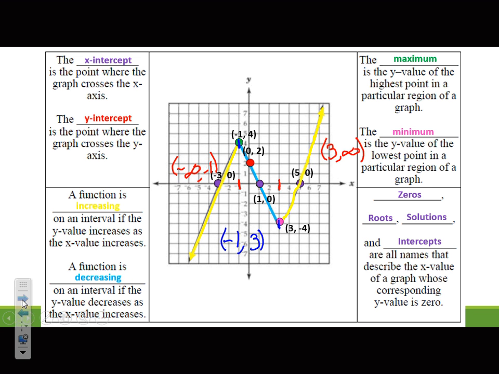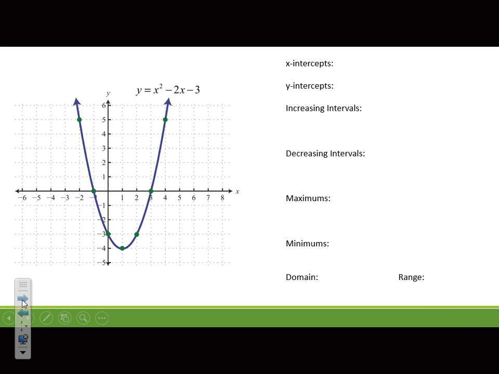Now we're going to do 2 examples. So you need to make sure you get these 2 examples written down in your notes. So draw this graph exactly as you see it, please. And then we're going to fill in all these things over to the right.